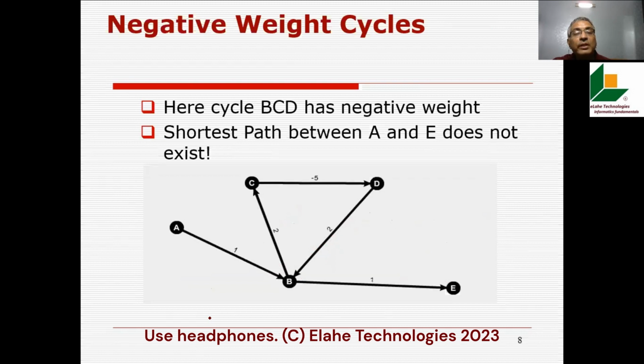Okay, so this was what we were discussing just now. The shortest path from A to E actually does not exist because you can keep going around the loop BCD as many times as you want, and then you can make the cost of the path as low as you want.